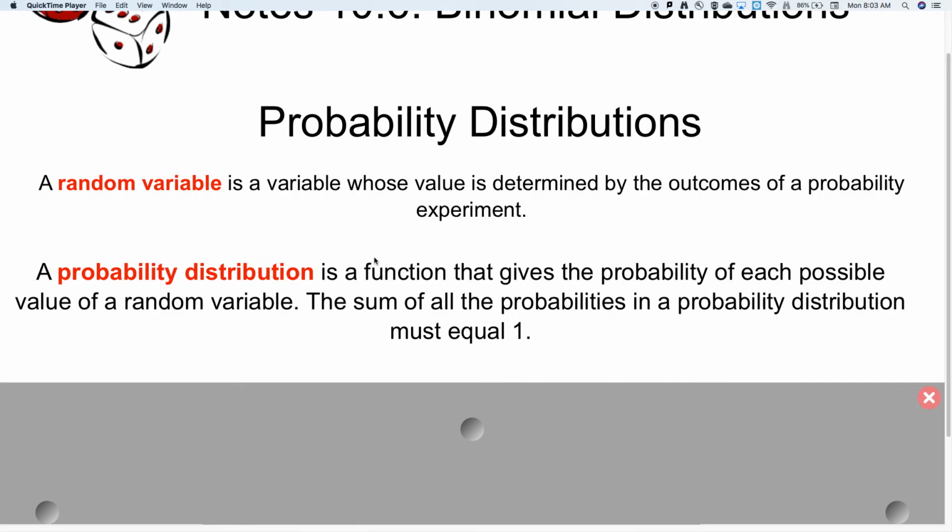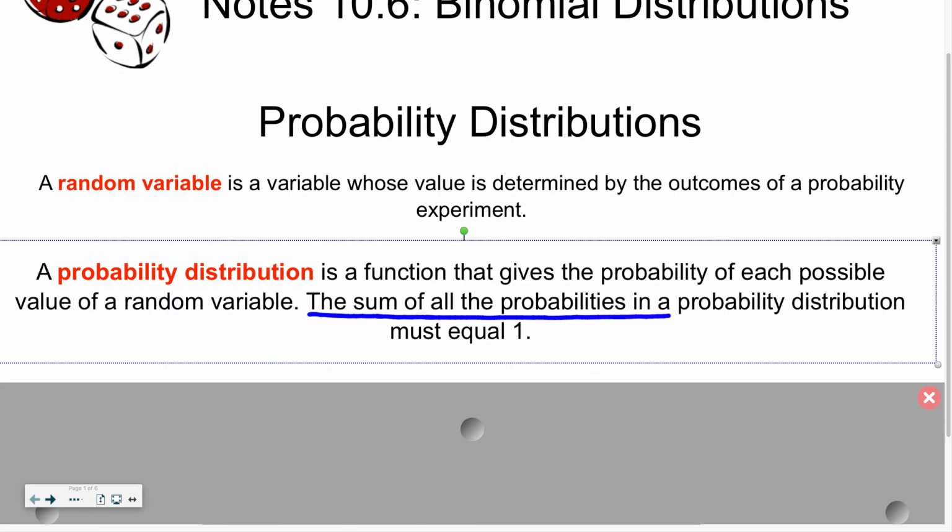Okay. A random variable is a variable whose value is determined by the outcomes of a probability experiment. So it's kind of like, okay, this random variable, I could calculate the theoretical probabilities for the given outcomes, like rolling a die. The probability distribution is a function that gives the probability of each possible value of the random variable. The sum of the probabilities in the probability distribution must equal 1. So that's pretty important. I want to highlight that or underline.